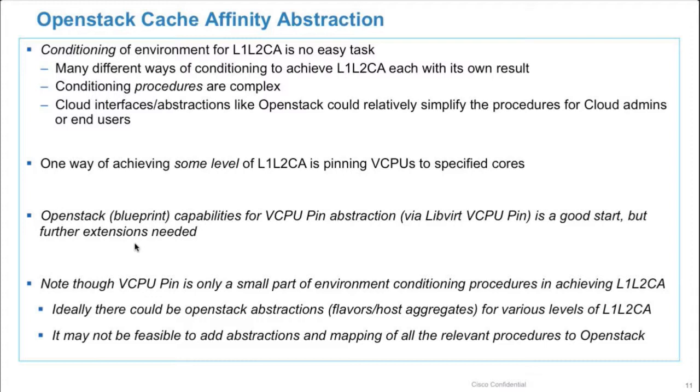So ideally, we could provide OpenStack abstraction for the various levels of cache affinity, but it may not be feasible time-wise and from a technical perspective to add all those complex capabilities within OpenStack to support layer 1, layer 2 cache affinity. But we can at least provide some extensions to OpenStack to simplify the procedure to support layer 1, layer 2 cache affinity. Okay.